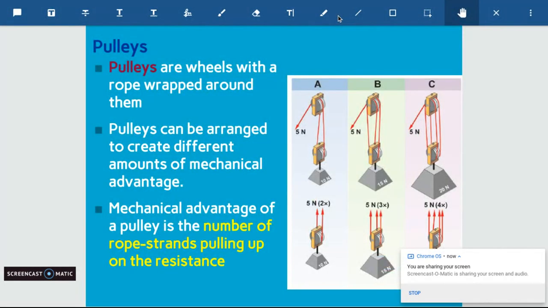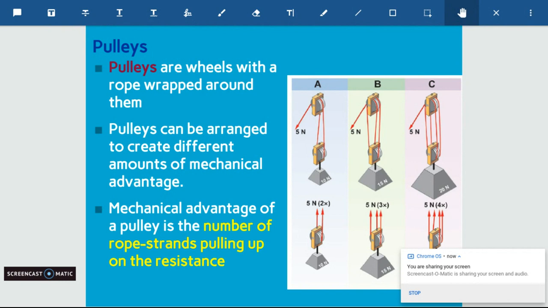Hi, this is Miss Ertl again, and I'm going to talk to you about what we call ideal mechanical advantage. For each of the machines that we are going to be using for simple machines, there's something called ideal mechanical advantage. It's called ideal because it ignores friction.